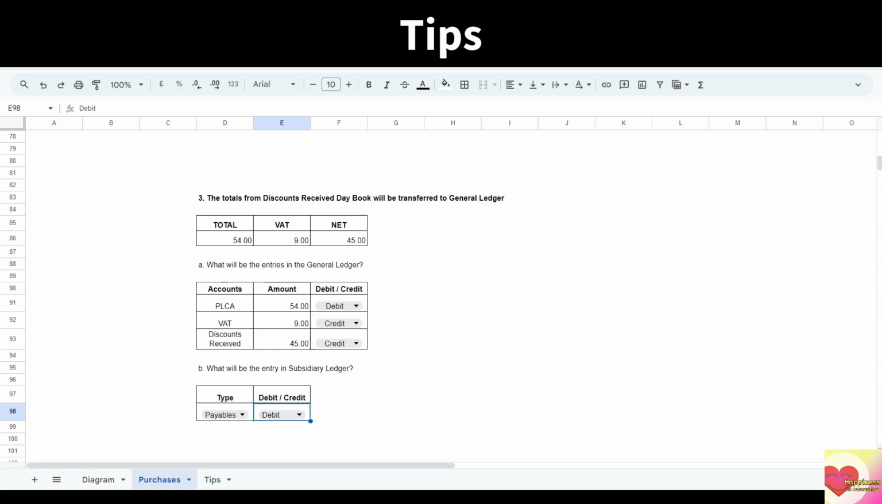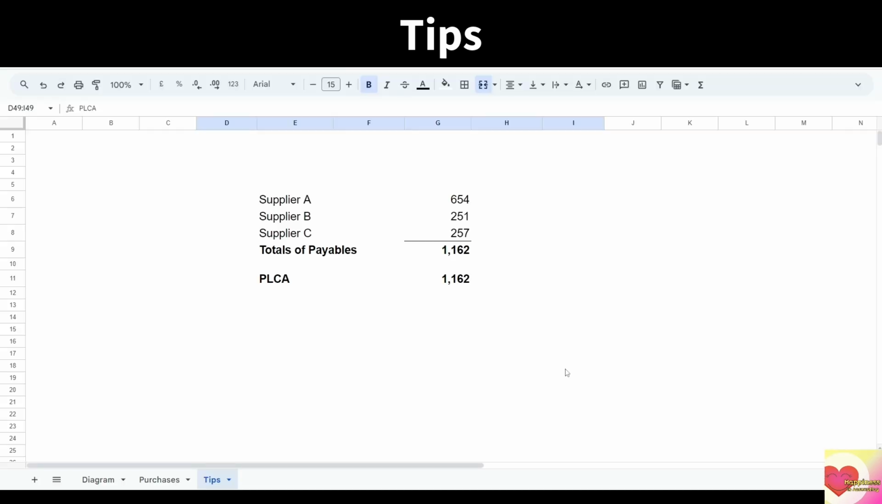Next, let me give you the same tip as I have given from the previous video. This time, it's about why the payables are recorded in the same side where we recorded the PLCA. This is also something that I have learned from the next unit, which is the principles of bookkeeping controls that I wish I'd known while studying Introduction to Bookkeeping. And the reason is, it's because PLCA is the record of the payables from all the individual suppliers. So when we add all the individual suppliers' accounts, the total should be equal to the PLCA.